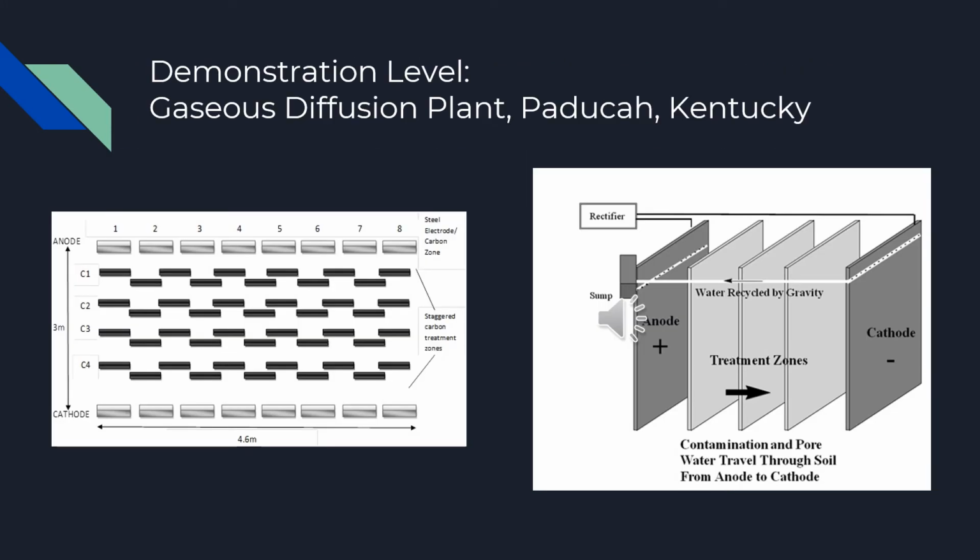Today we're going to be discussing 4 case studies where electrokinetic remediation has been used. Our first case study is the U.S. Department of Energy Paducah Gaseous Diffusion Plant in Paducah, Kentucky.